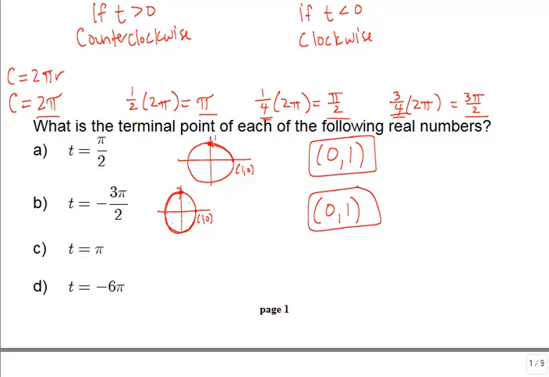Notice we got the same terminal point even though we had different values of t, and that's going to happen all the time with these unit circles, because you can go around in circles and land on the same point with various distances that you're traveling. So different values of t can determine the same terminal point.